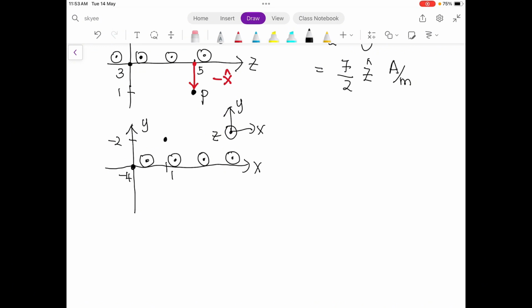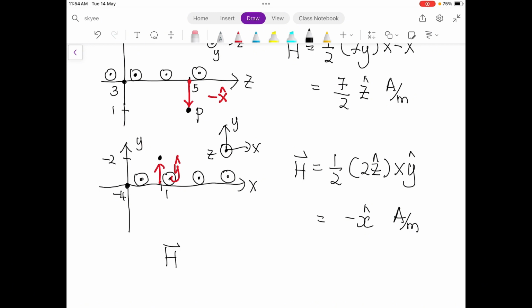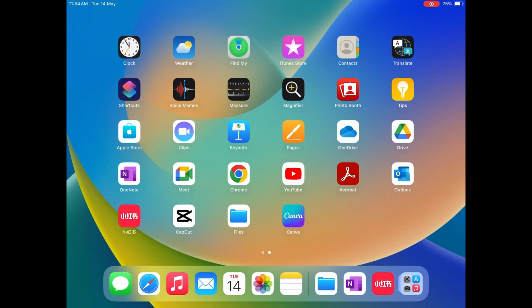Now the magnetic field is 1 over 2 multiplied by k, where k is 2z, cross product with the direction. The direction is the y direction, unit vector n. So you have z cross y, and you get negative x, so negative x ampere per meter. So the total H would be negative x plus 7 over 2 z ampere per meter. We just add them together. It's not difficult. So we go to the next question.